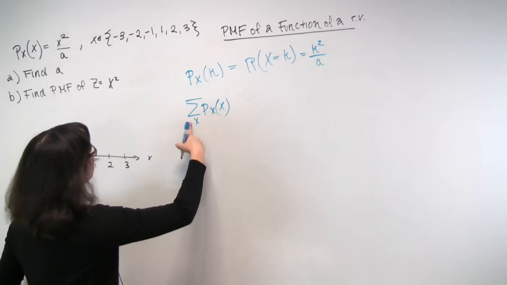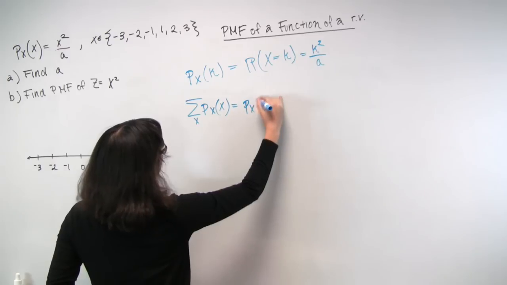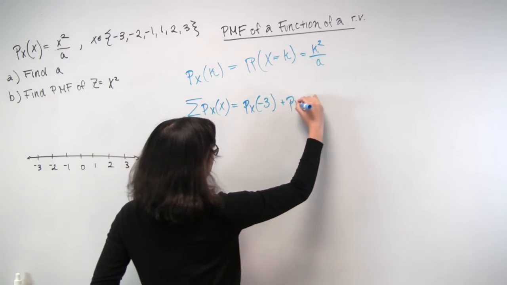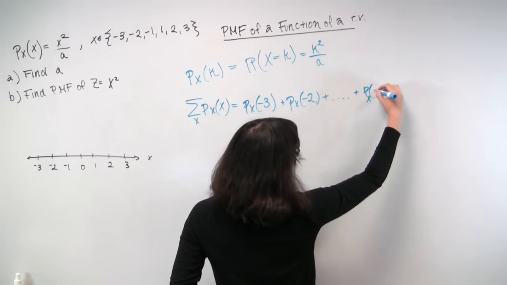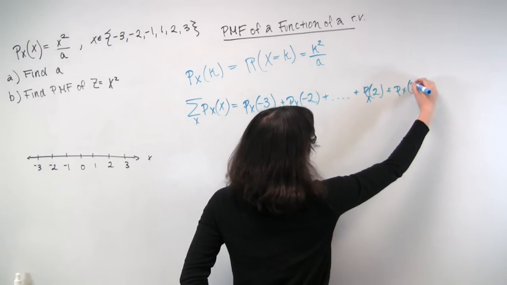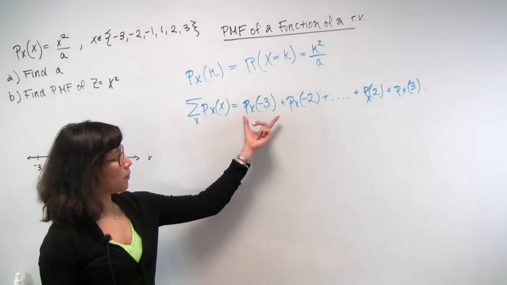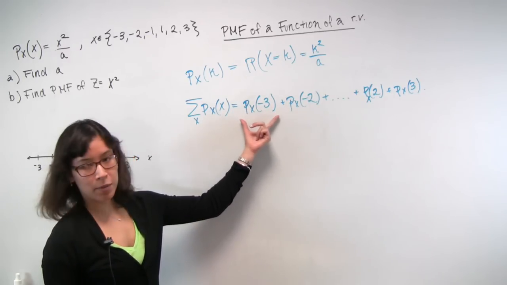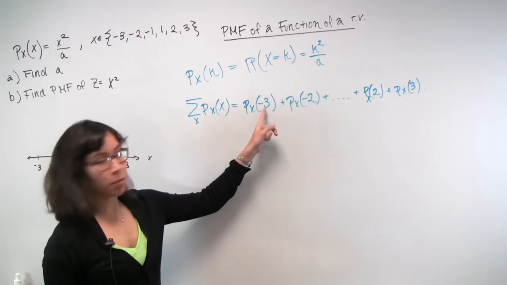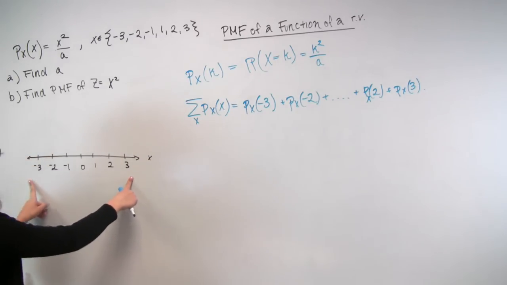Here, you're only summing over these 6 values. So this is equal to Px of -3 plus Px of -2 plus Px of -1, etc., Px of 2 plus Px of 3. And again, as we said, this number here should be interpreted as the amount of probability mass lying over -3. And to help you visualize this, before we go further with the computation, let's actually plot this PMF.